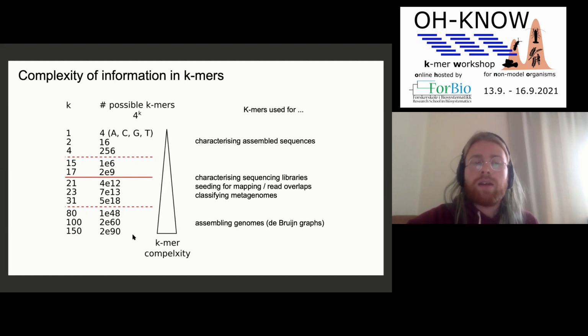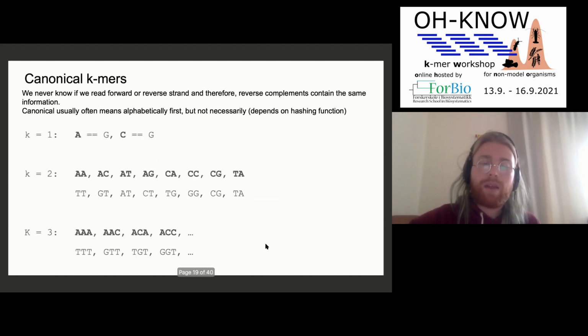And the thing is, these different k's are used for very different bioinformatic problems. The larger k's are used for assembling genomes, the lower k's are used for characterization of sequences. And these middle k's are those that are, I guess, the most exploited, and they're used kind of for everything. So let's go over which k's are used where.